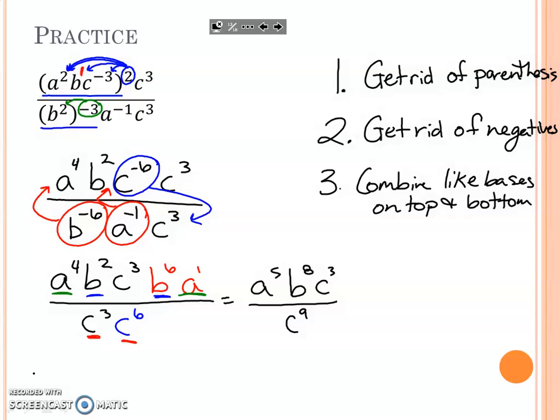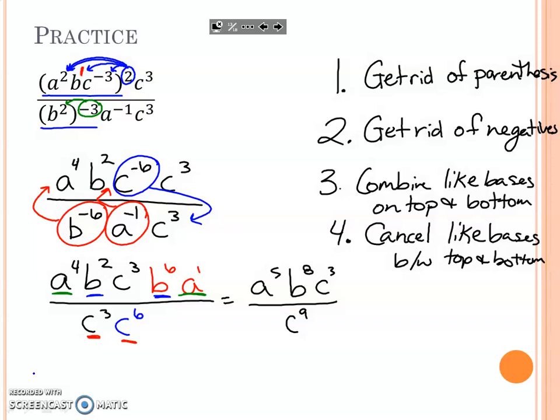We've done that. Okay? Then our last step, step 4, is to cancel like bases between top and bottom. I was trying to think how I want to say that. Between the top and the bottom. B-W, that is for between. Okay? So I'm going to look. There's only an A on the top, nothing to cancel. Only a B on the top, nothing to cancel.